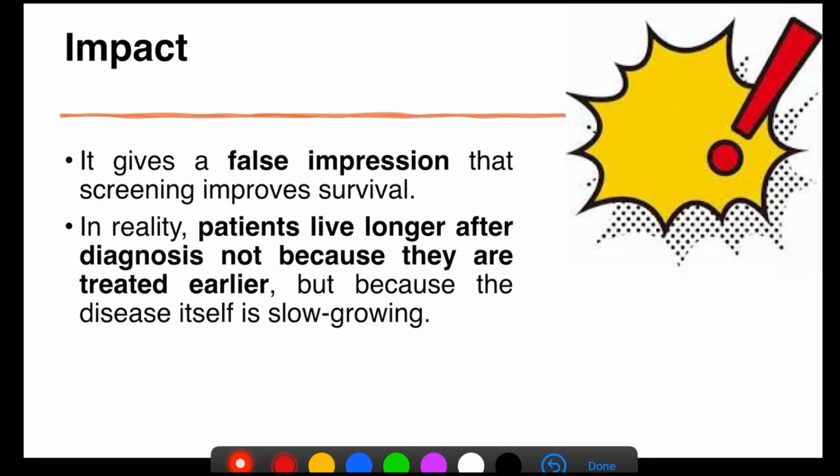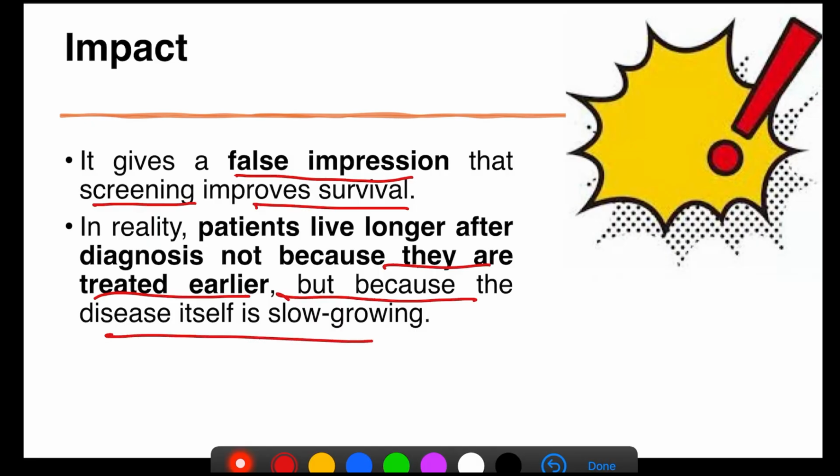What is the effect of this length time bias? It gives a false impression that the screening improves survival. But in reality, the patient lives longer after the diagnosis not because they are being treated earlier, but because the disease itself is slowly growing.